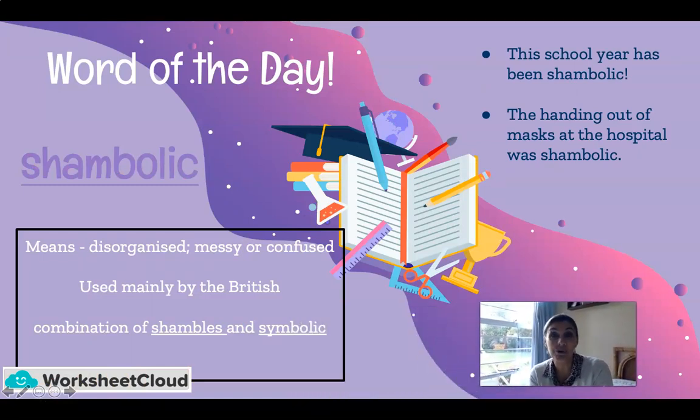So we're looking at the word of the day, and I've chosen the word shambolic. I just loved it. Just the way it sounds on your tongue, shambolic. So just so you know, it means disorganized, messy, or confused. It's used mainly by the British, and it actually comes from two words. A combination of shambles, for things to be in shambles is to be messy, and then the word symbolic. And so you can use it in different ways.